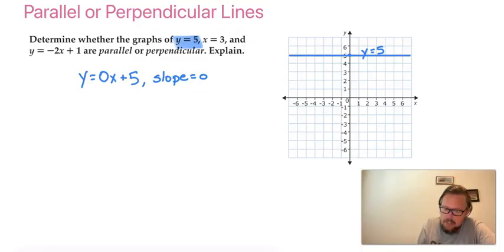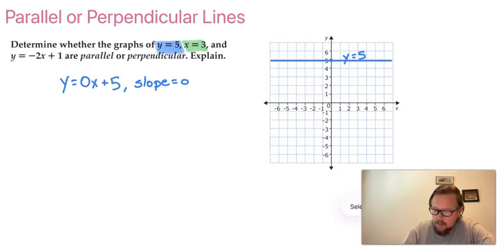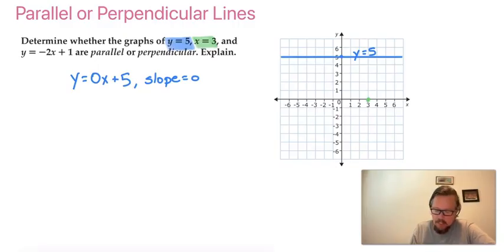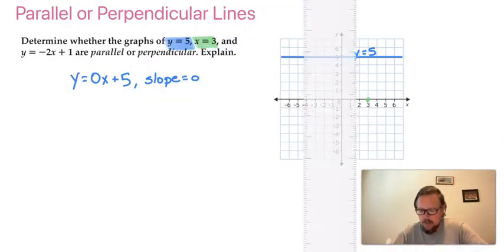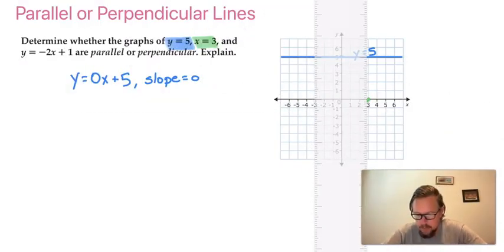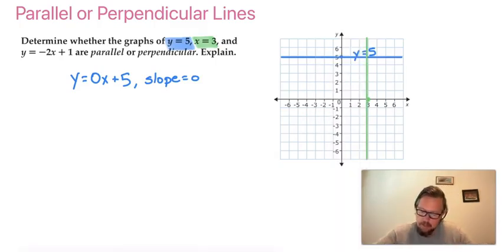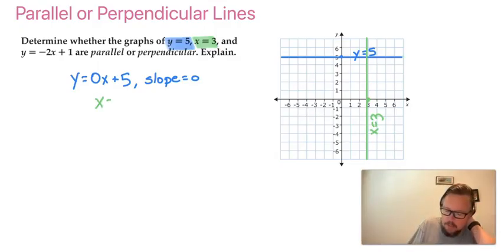So our next line that we're going to do is x equals 3, and x equals 3 has an undefined slope, which means it's going to go up and down through 3 on the x-axis. So it's going to be a vertical line. So let's go ahead and get that graphed right here. There we go. So this is x equals 3. I'm going to go ahead and label this x equals 3. And x equals 3, the slope is undefined.